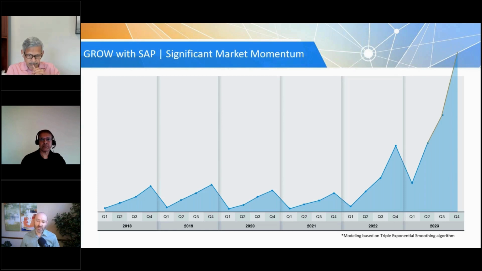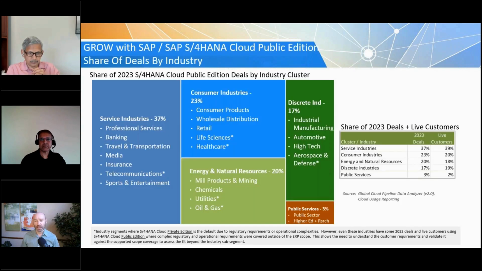If you go to the next one, and this is not only, as you can see on the very left, the service industries, which was professional services, where S4 Cloud Public Edition was born, and that's why you still retain that 37% of the overall deals and customers that are live. But it expanded over the last 2 years to many other industries, including consumer, energy, and discrete.